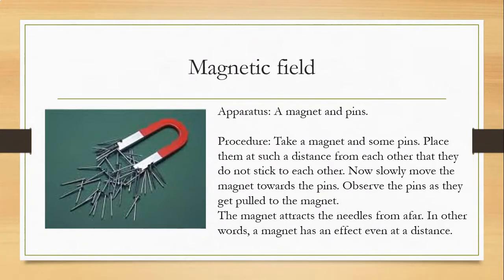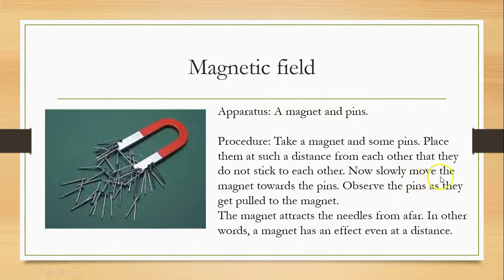Now let us see what a magnetic field is. What we need is a magnet. It can be a bar magnet. In this case, this is a picture of a horseshoe magnet and some pins. Take a magnet and some pins and place them at a distance from each other. Initially they were at a distance such that they do not stick to each other.